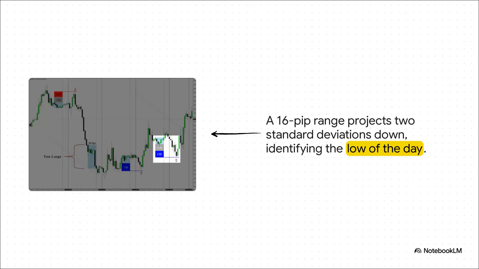And here we have another absolute beauty of an example. The range is 16 pips, so it's a valid setup. Let's say we have a bullish bias, so we're projecting downwards to find a potential low. Look what happens. The second standard deviation projection absolutely nails the low of the day. It was only off by a single pip before the price just ripped higher. That is incredible, surgical precision.